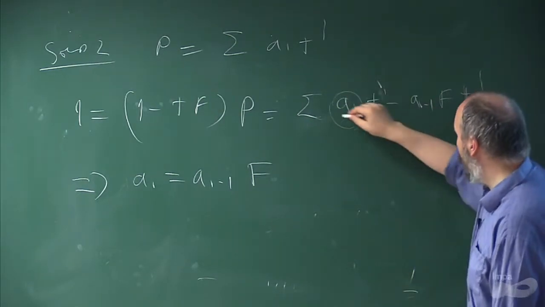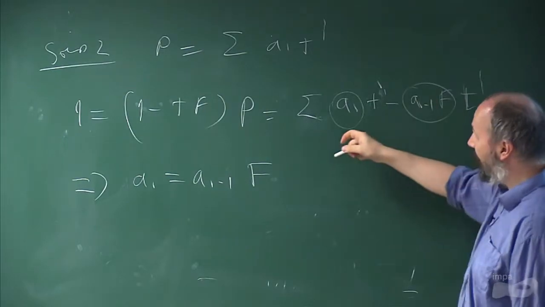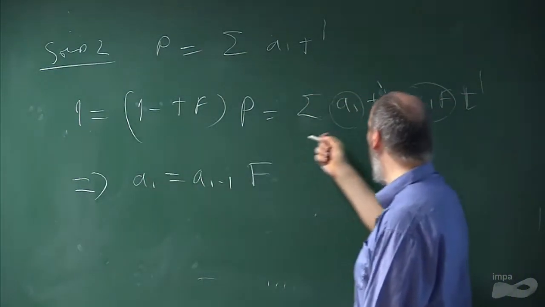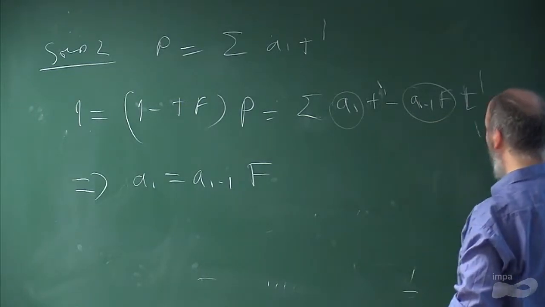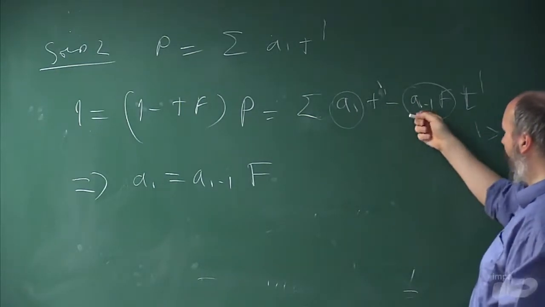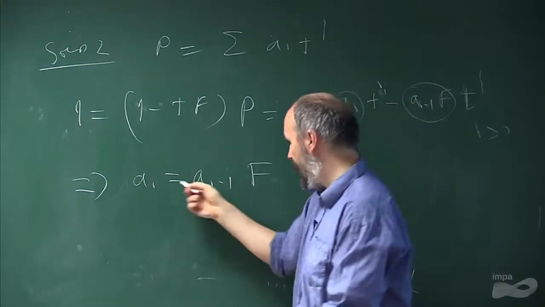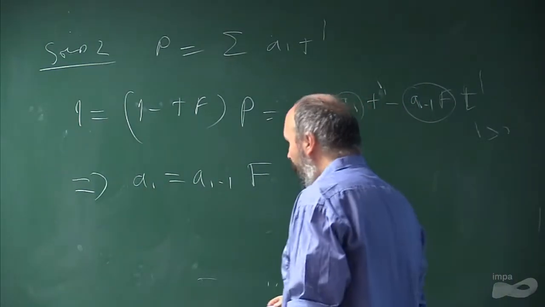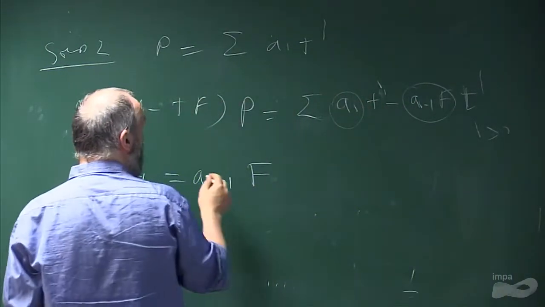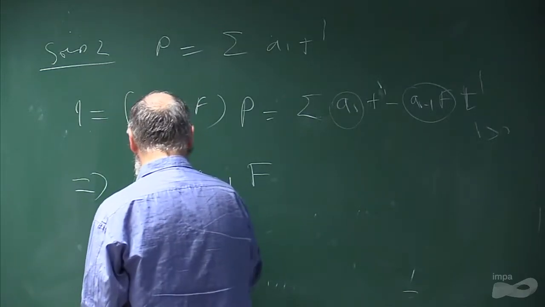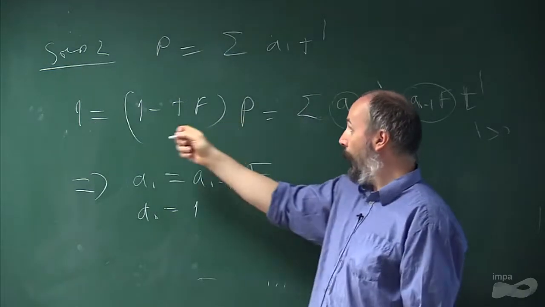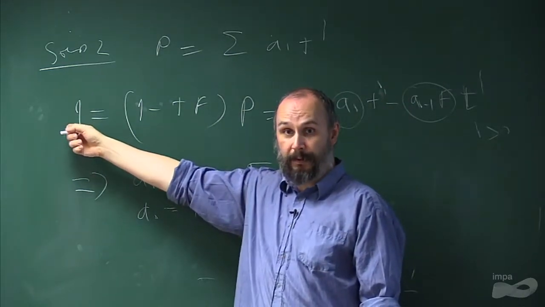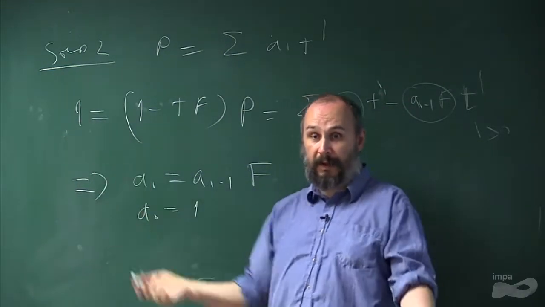And since the polynomial is equal to 1, then all coefficients of t power i with i positive should be 0. This should cancel with that. So this is true. But then, we should also have a0 equal 1, because this is the only contribution this polynomial can have to t power 0.